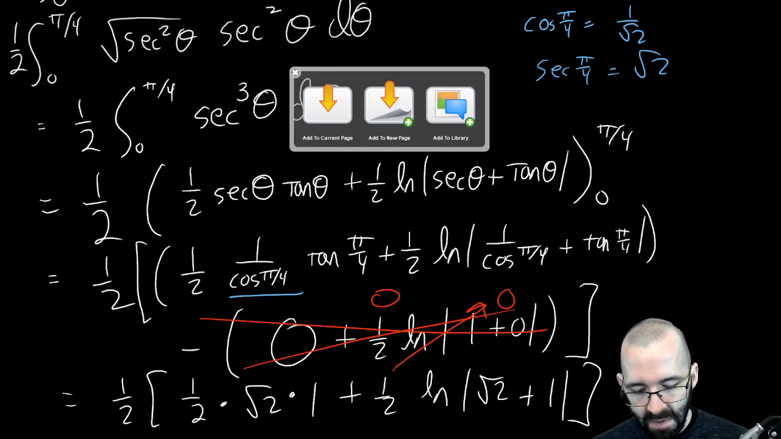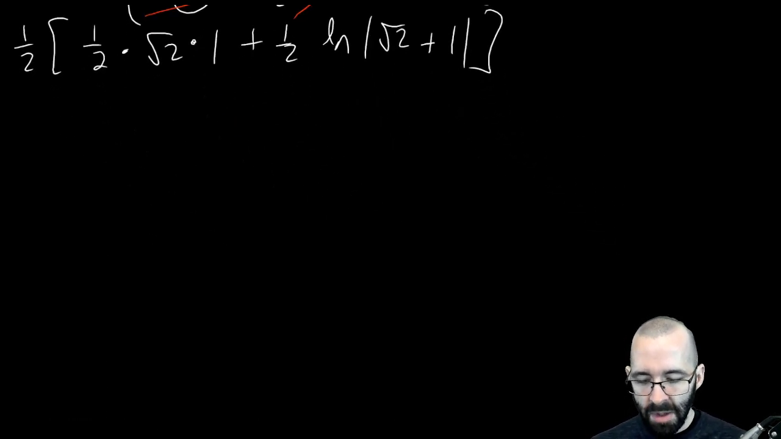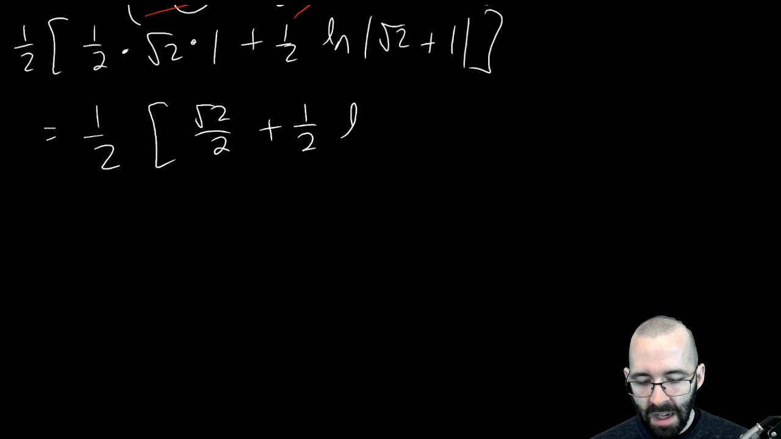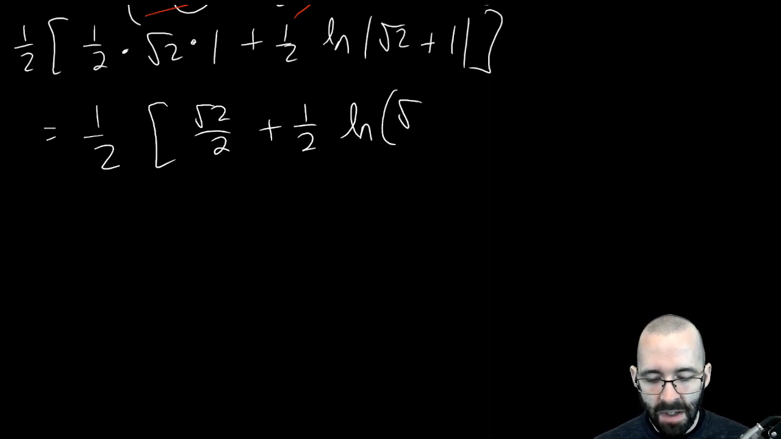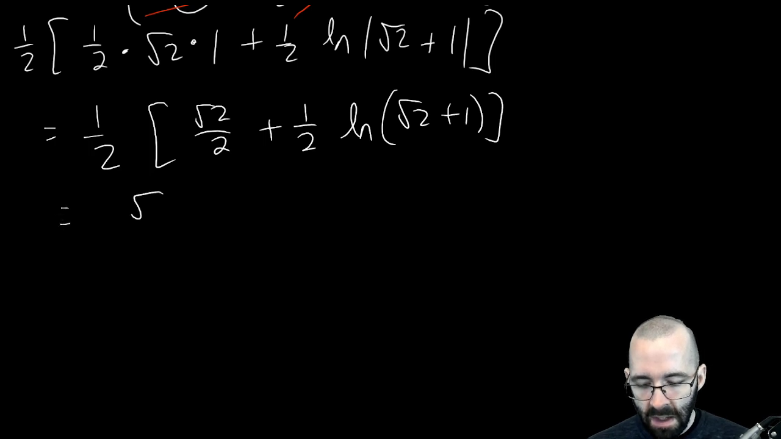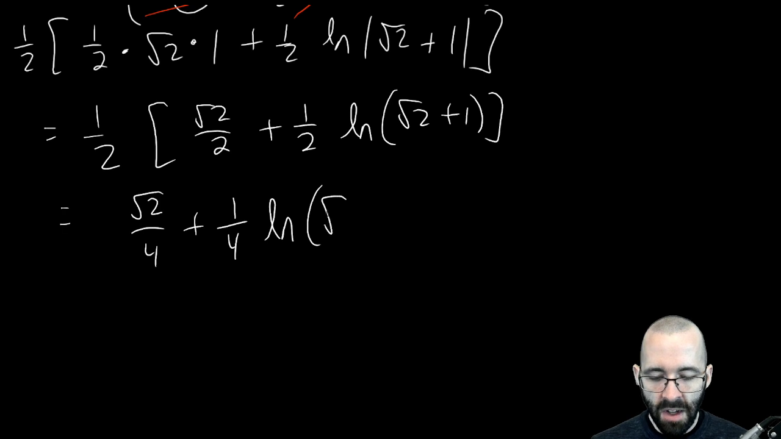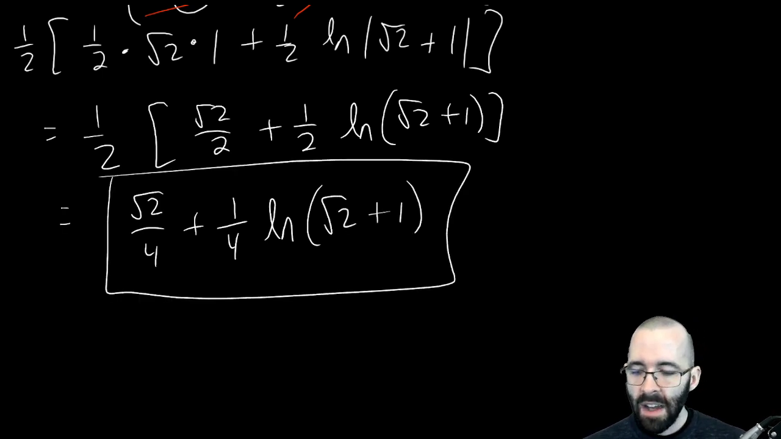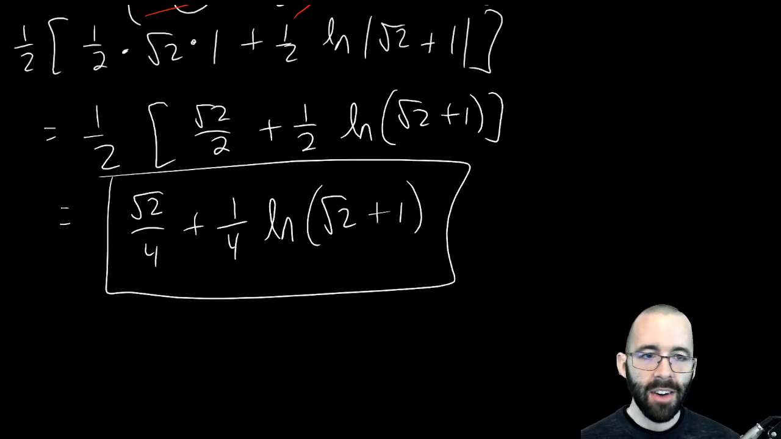We're almost done. No problem. This becomes root 2 over 2 plus 1/2 natural log. This doesn't simplify, but we don't need the absolute values. We'll get root 2 over 4 plus 1/4 natural log of square root of 2 plus 1 is our final answer. I feel pretty confident about that. Check it out.